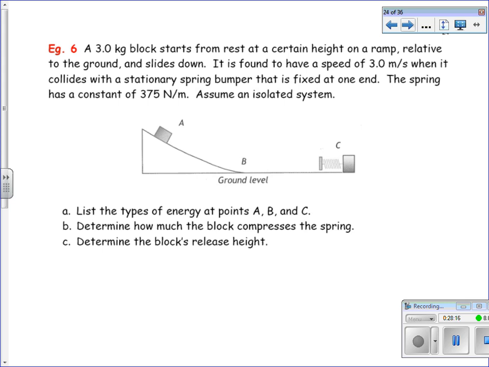At point A, this is all gravitational potential energy. At point B, it's all kinetic energy. And at point C, it's all elastic potential energy.